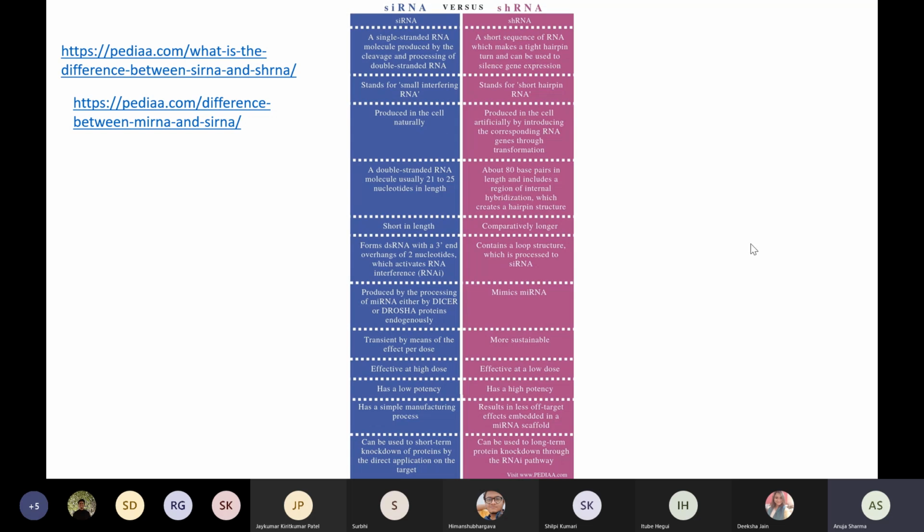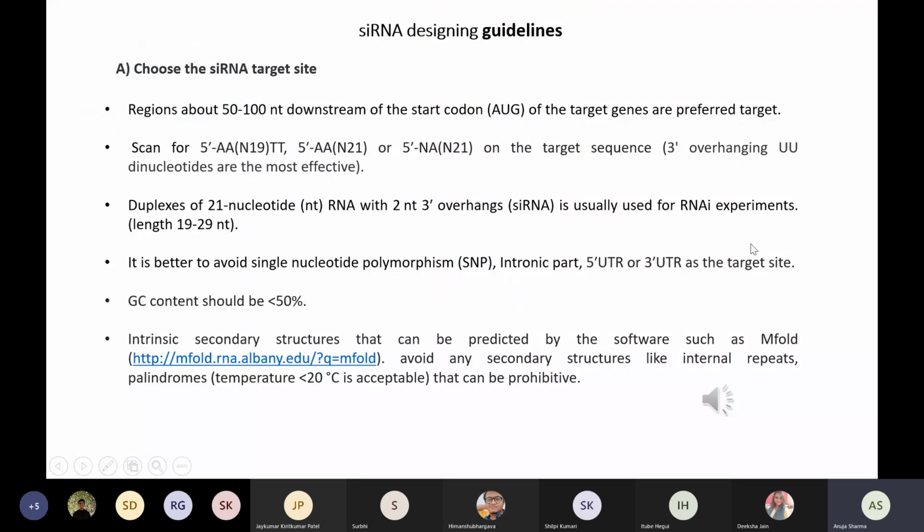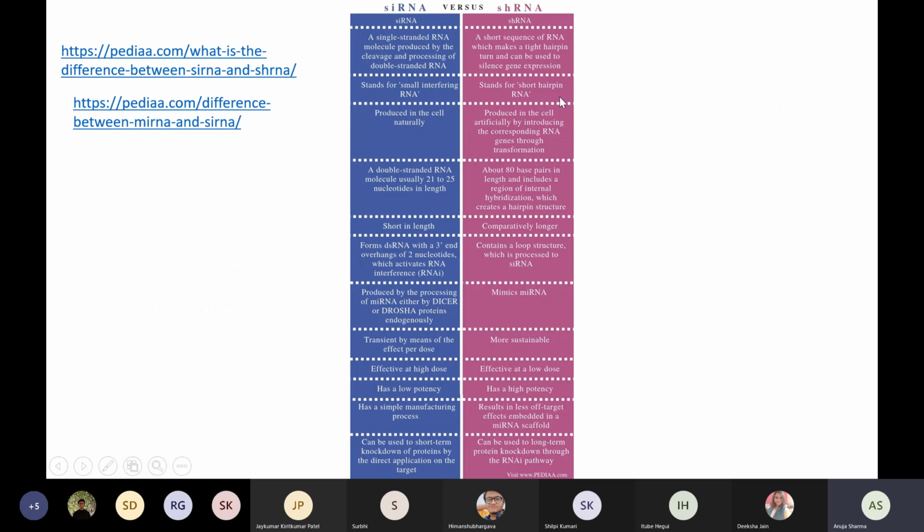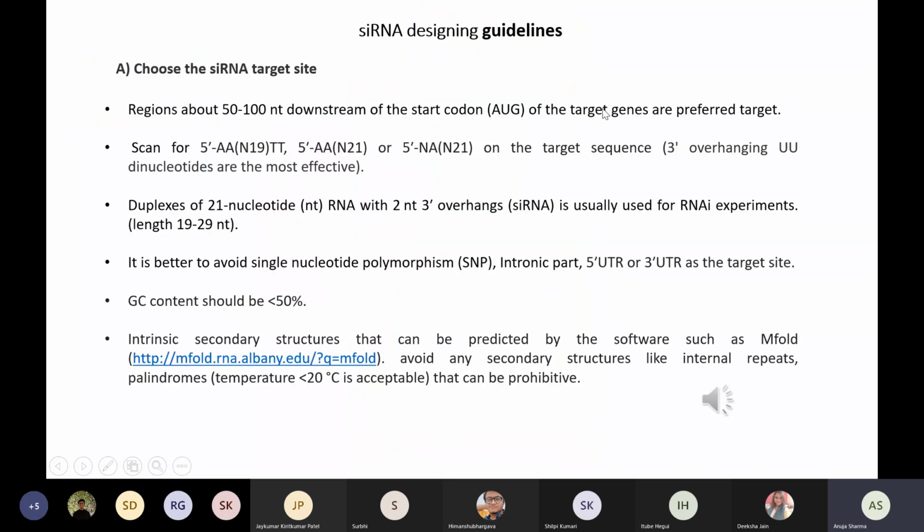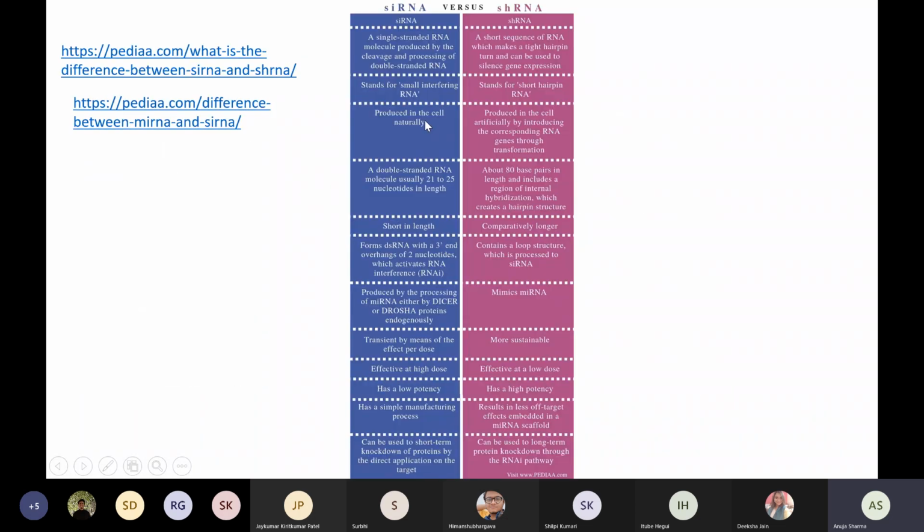It is produced in the cell naturally. So siRNA, miRNA, all of these are produced in the cell naturally.